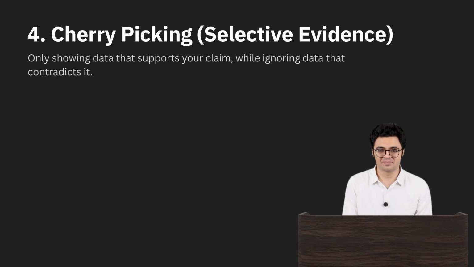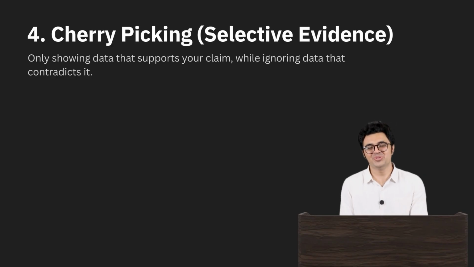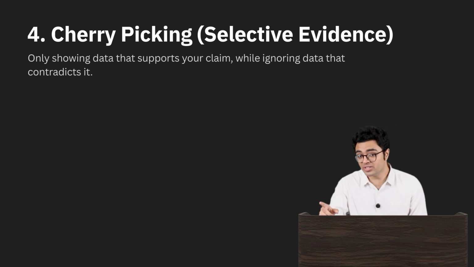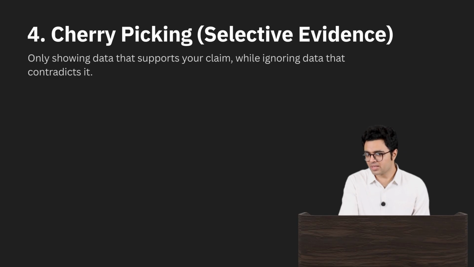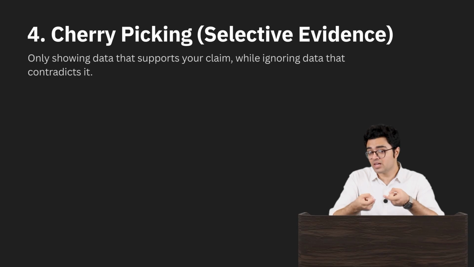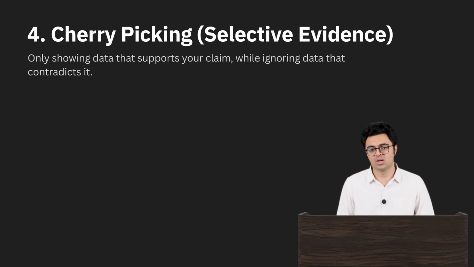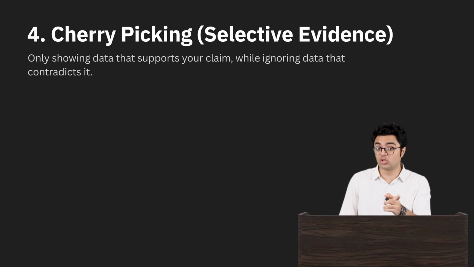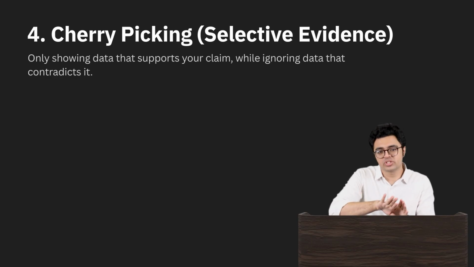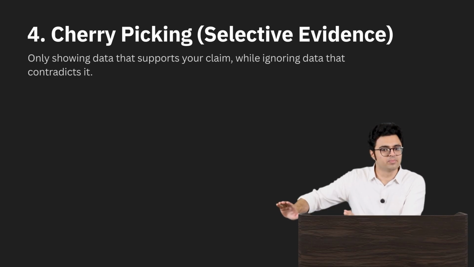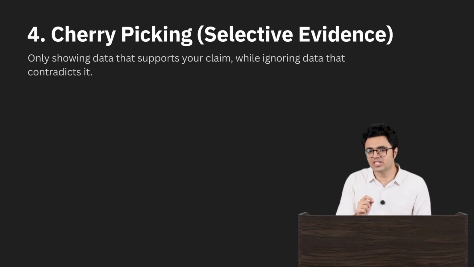The next logical fallacy is cherry picking. It's a cute name, but it usually means selective evidence, meaning only showing data that supports your claim while ignoring data that contradicts it. So, if you're making a claim, you will only find selective data that necessarily proves what you are trying to say, while there exists data that contradicts what you are trying to say, but you are shoving it aside. You are ignoring it completely. And that is cherry picking.